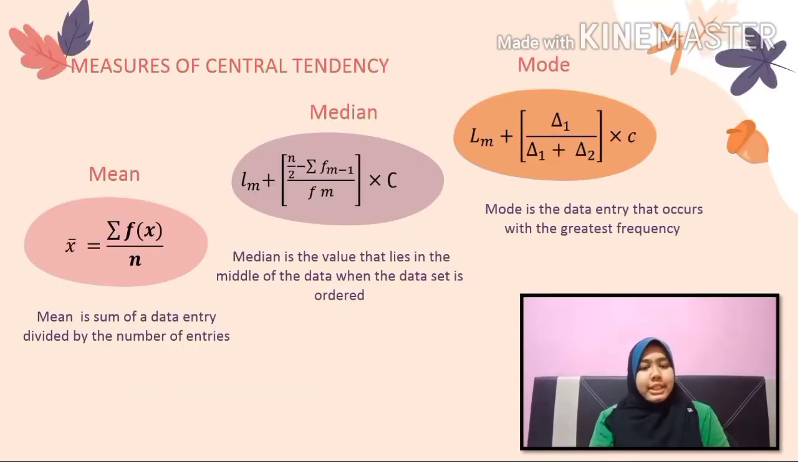Measures of central tendency have three: mean, mode, and median. First, the mean is the sum of the data entries divided by the number of entries. Secondly, the median is the value that lies in the middle of the data when the data set is ordered. The mode is the data entry with the greatest frequency.